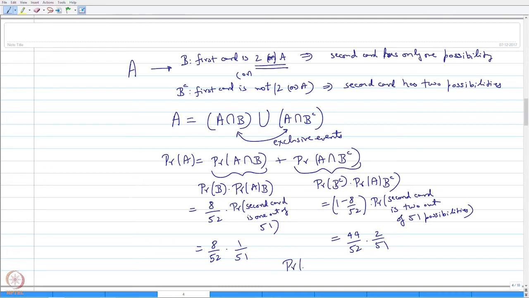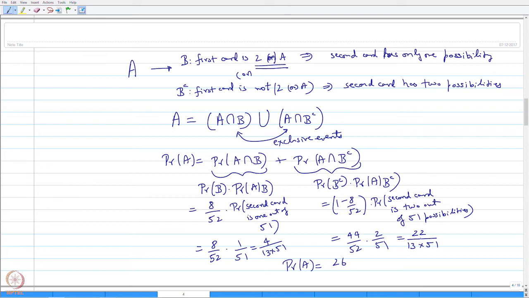Maybe I can write it down here. 8 by 52, if you want, you can simplify as 4 by 13. So, here also you will have 11 by 13, and 11 into 2 is 22, 4, 26. Is that correct? I am just doing a quick calculation here. So, 4 by 13 into 51, this is 22 by 13 into 51.